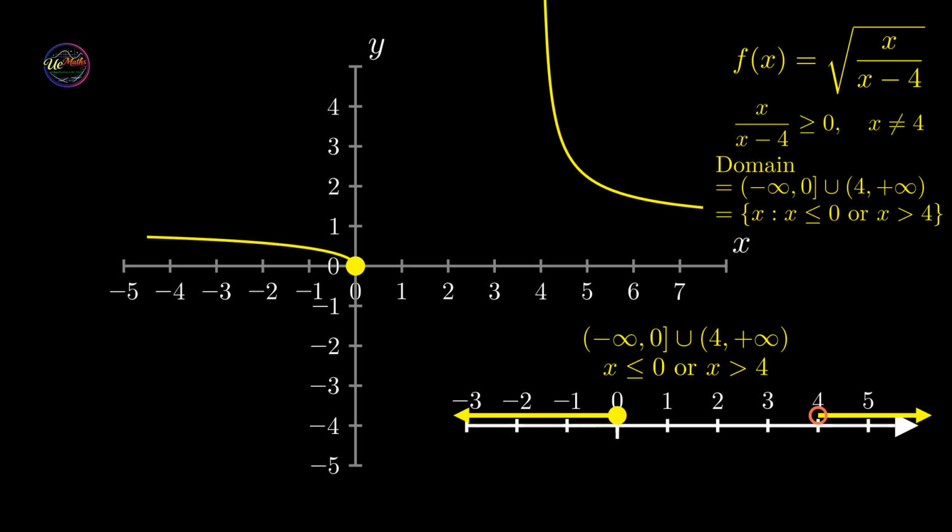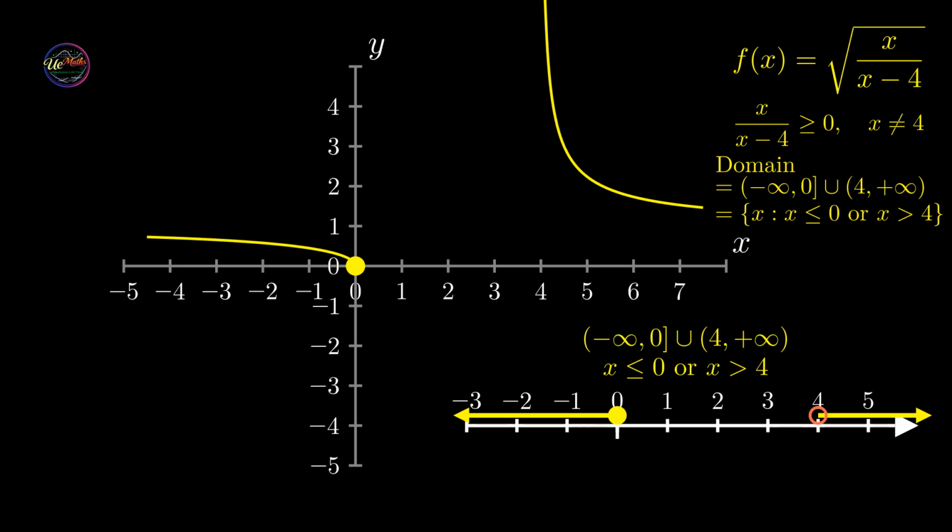We perform a sign analysis of the rational expression x over x minus 4. The critical values are x equals 0 and x equals 4. When x is less than 0, both x and x minus 4 are negative, so their quotient is positive. The expression is defined here. When x is between 0 and 4, x is positive and x minus 4 is negative, so their quotient is negative. The expression is not defined here.